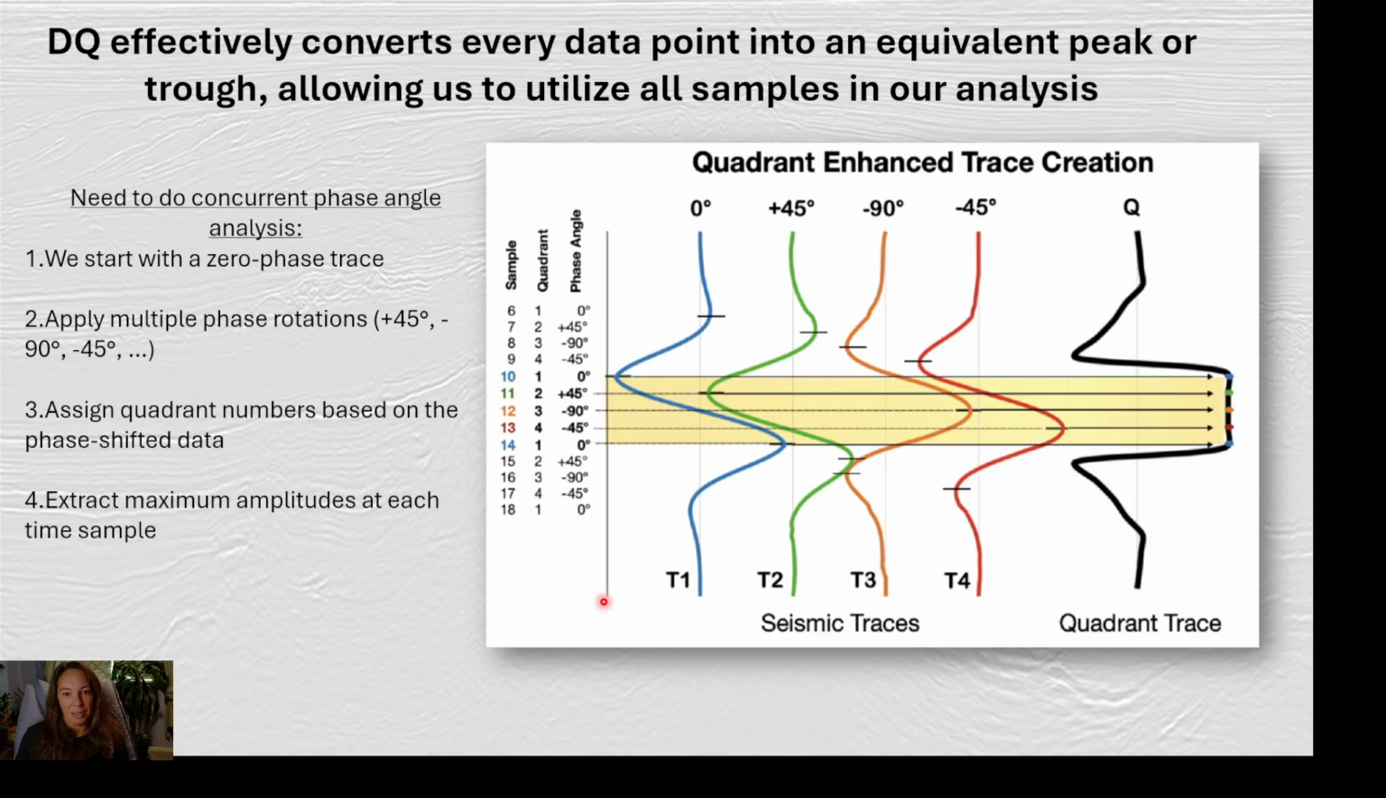So when we look at this a little bit more, just to kind of explain really quickly how it works, what you're doing essentially is doing a phase rotation. And so in this case, I'm trying to show it with just 4 phase rotations. And so you've got to start with a 0 phase trace, so that's kind of required. And then you do your phase rotations and assign quadrants. So in here we're working with 4 different quadrants based on the maximum value from each of the phase rotations, and then you kind of sum them together and you end up with your DQ quadrant trace attribute.